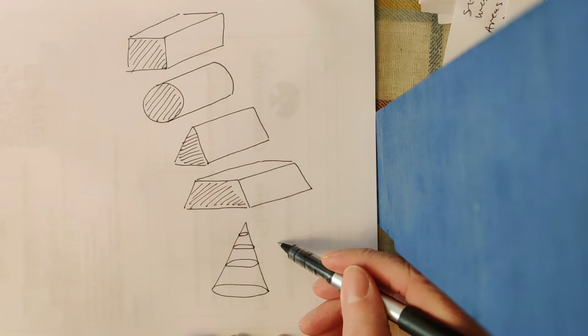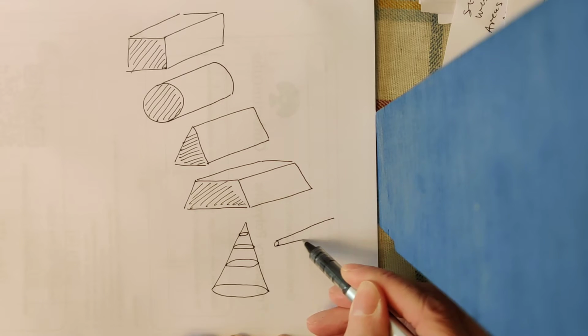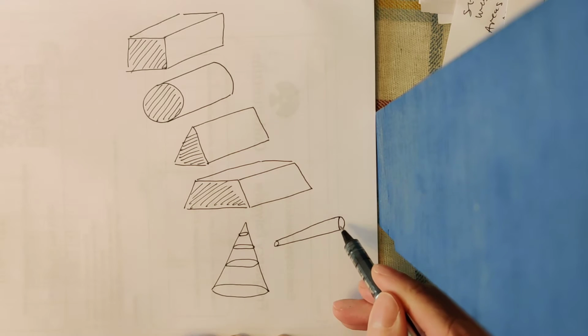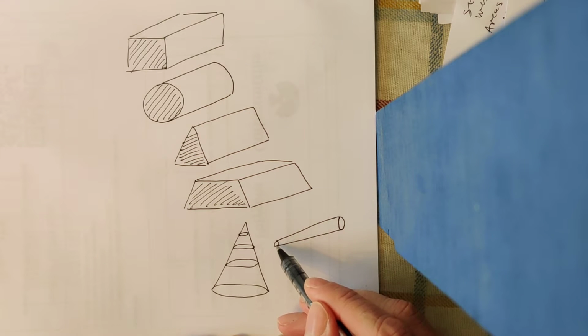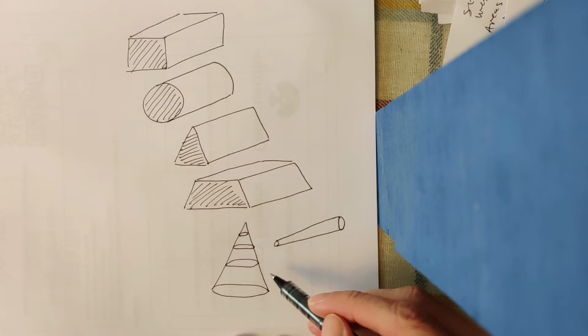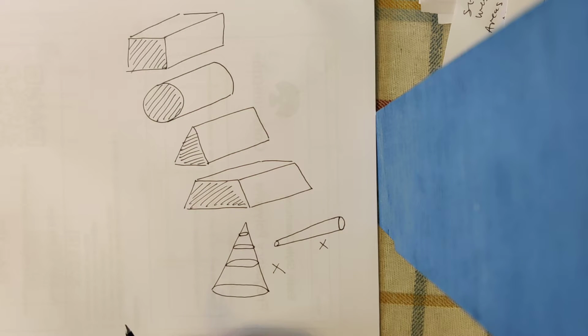Another example would be like a snooker cue. If I was to draw just an example of one out, like that. It's thicker on one end than it is on the other. So it's not uniform. In other words, the cross section changes as you move along the shape. So those are not prisms, but all these ones that I've drawn up above are prisms.